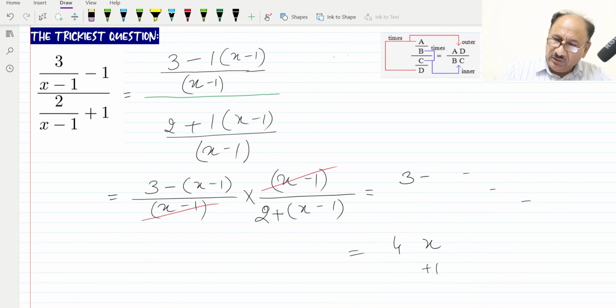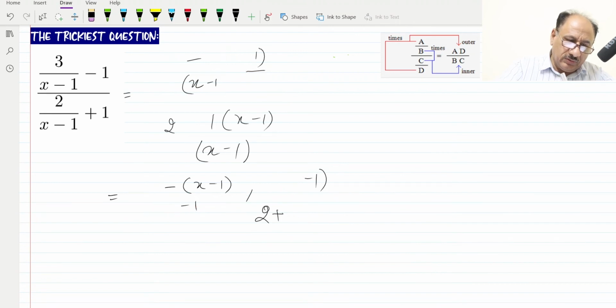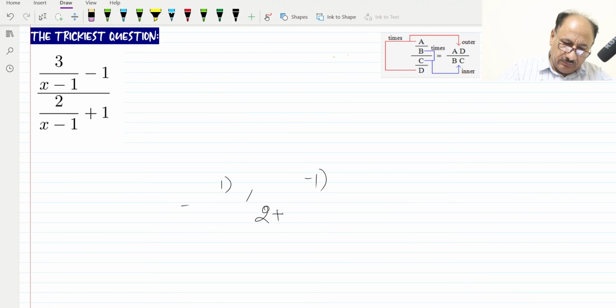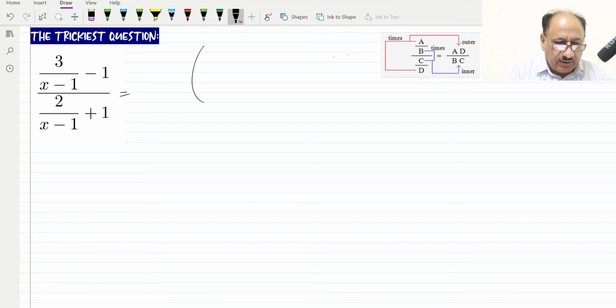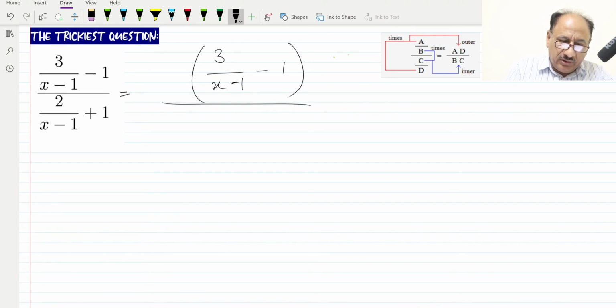Now if we go through the second technique, which is a simpler one, we can quickly go through it within a minute. We will solve that also. Now we can do one thing. We can write it in brackets, like 3 over x minus 1 and minus 1. I have written the numerator in brackets and the denominator also in brackets, like this one.